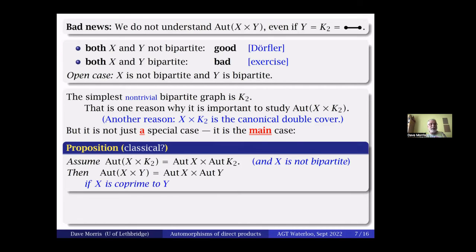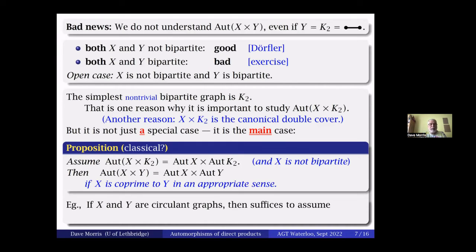But here, of course, I didn't say it, but I have to assume that X is co-prime to Y. Otherwise, this definitely isn't true. It's not the obvious definition; there's a definition of co-prime that makes this right. But for example, if X and Y are just circulant graphs, then saying they're co-prime, it'd be enough to just assume that the number of vertices are relatively prime. Let me not go into exactly what co-prime means here, but there's a product and you have to show that there's no factors in common.